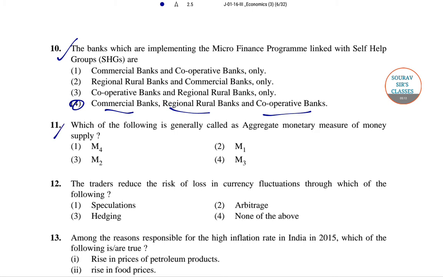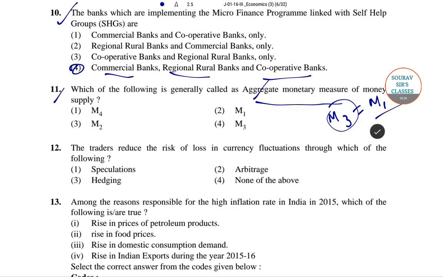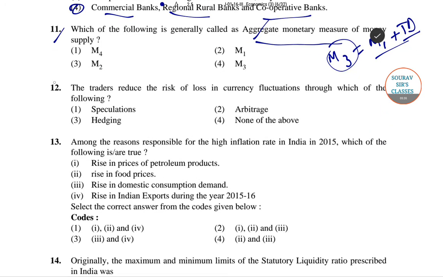In question number 11, it is said, which of the following is generally called the aggregate money measure of money supply. 4 options are given, out of which we know M3 is M1 plus time deposit. So this is nothing but what is called the aggregate monetary measure of money supply. Now we'll go to question number 12.